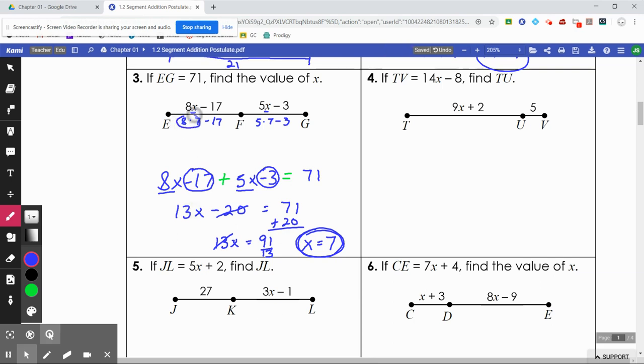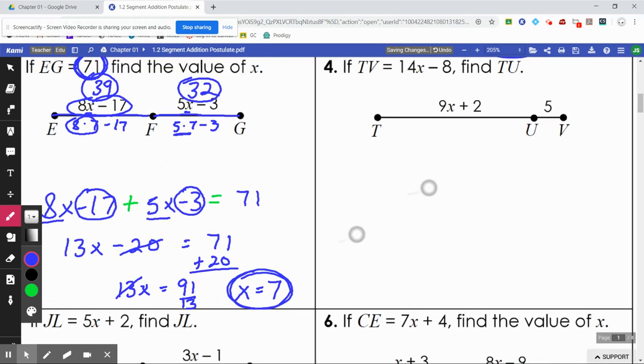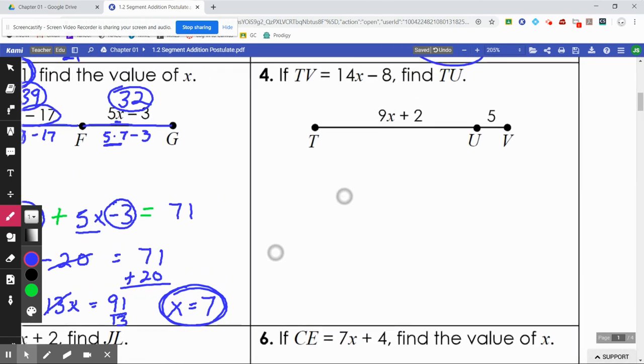If you do 56 minus 17, it gives you 39. If you do 35 minus 3, it gives you 32. And look at this. The distance from here to here is no longer 8x minus 17, it's 39. The distance from here to here is no longer 5x minus 3, it is now 32. And if you check, put those two together, you do have a total distance of 71 there. It does check out.